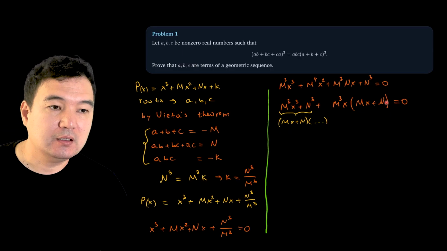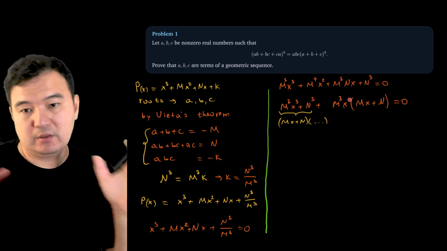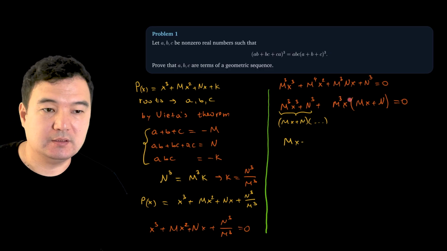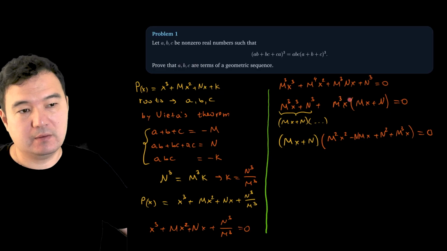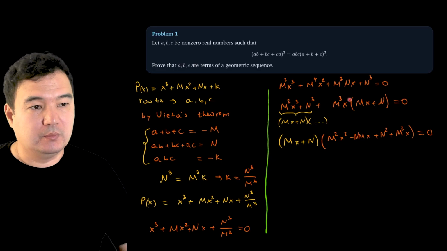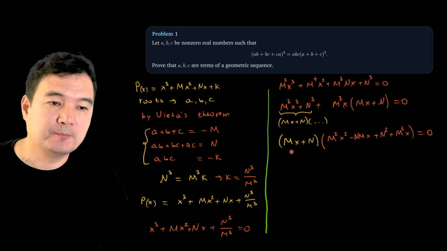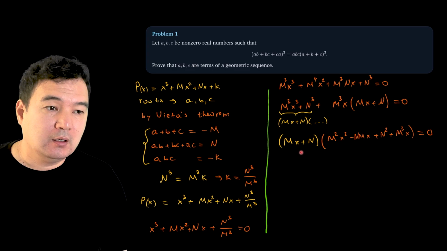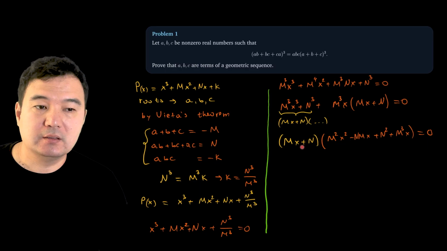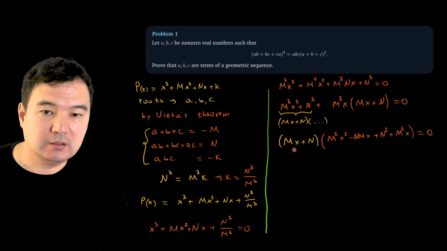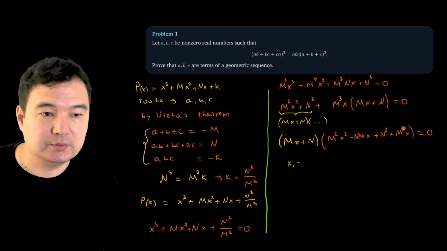As you can see here, we have mx plus n as well. So if you factorize this, you can take out the mx plus n. The first term is mx plus n, and inside the parentheses we have the second, quadratic term, and this one is the linear term. So we have been able to factorize the polynomial p(x), and from the first yellow parentheses we can find the first root, and then from here we can find the second and third roots.